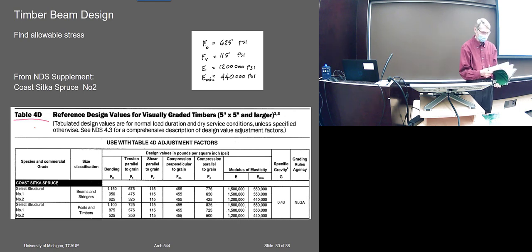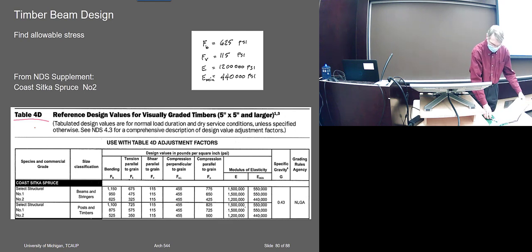Up to now, we've been in table 4, right? 4A is all this dimension lumber. But as you get into the bigger sizes, where do we go? Table 4D is 5 by 5 and larger. So this is definitely larger than 5 by 5, so we're in table 4D.